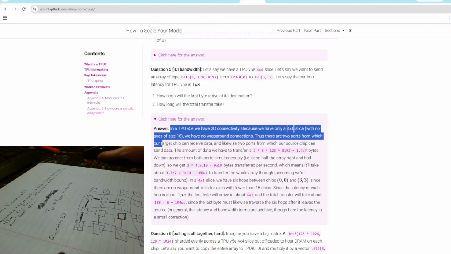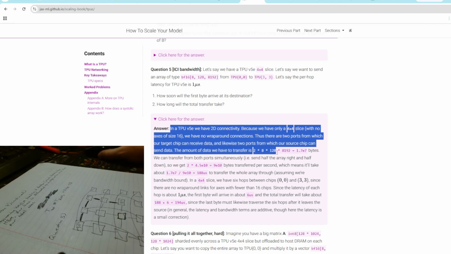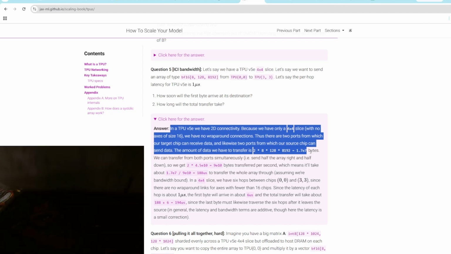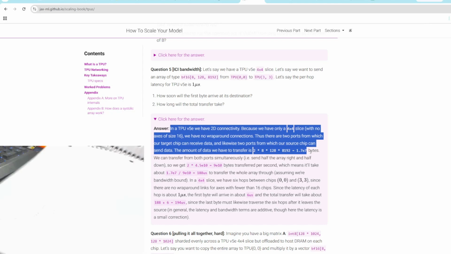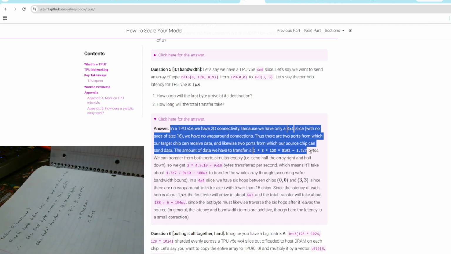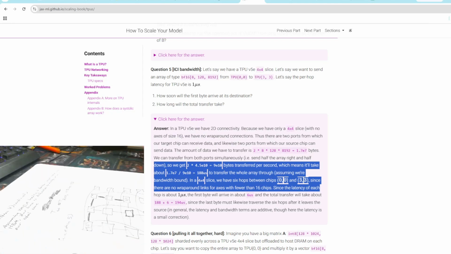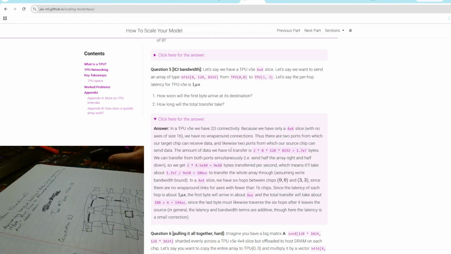Thus, there are 2 ports from which our target chip can receive data, likewise 2 ports from which our source chip can send data. The amount of data we have to transfer is 2 times 8 times 128, yeah, so that's this side. Did I get that right then? Oh, I didn't even do that calculation. Well, let's see where they go with this. I think we did that same calculation in the matrix. We can transfer from both ports simultaneously, sending half the array right and half down. Oh, what?